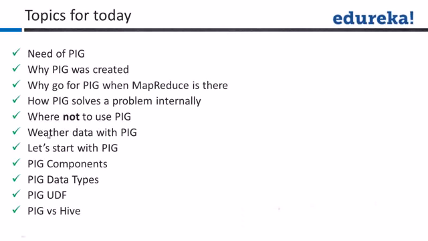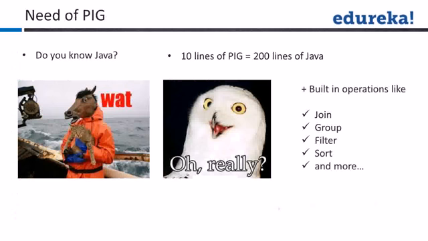Next, we are going to use the weather data set which we used last time, and we'll use it with Pig. Then we'll look at Pig components and Pig data types. Then there's something called a user defined function in Pig, and we'll also try to compare Pig and Hive, which you're going to do more in the next class when we know Hive, but just to make sure, there is something common in Pig and Hive, so I put this topic here. So let's get started.